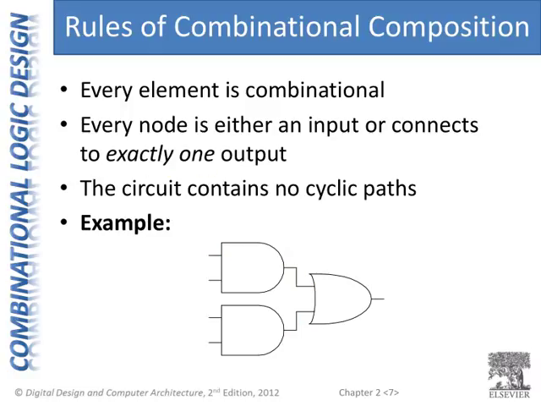The third rule is that the circuit does not contain cyclic paths. So the example below does not contain cyclic paths. Here's an example where a cyclic path from the output back to the input occurs. So that connection is not allowed in combinational circuit design. So that is also not allowed.